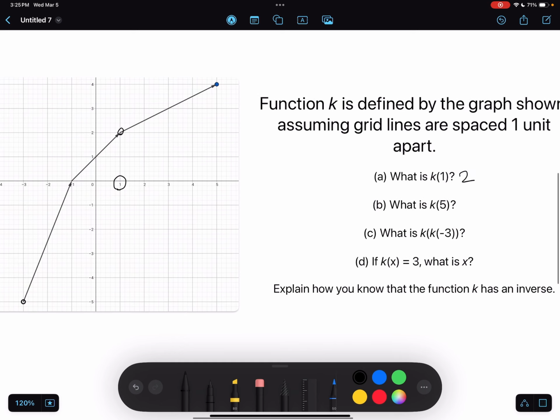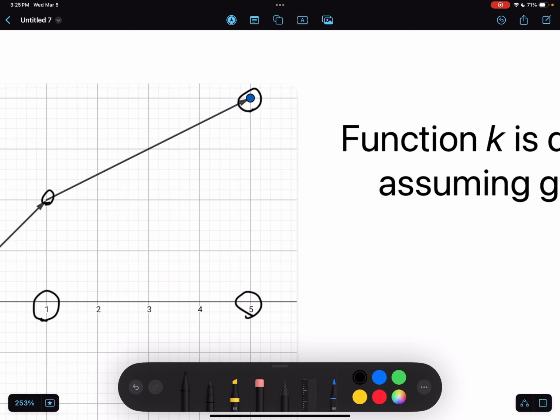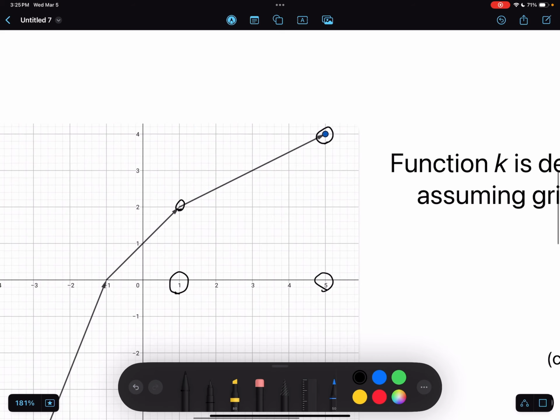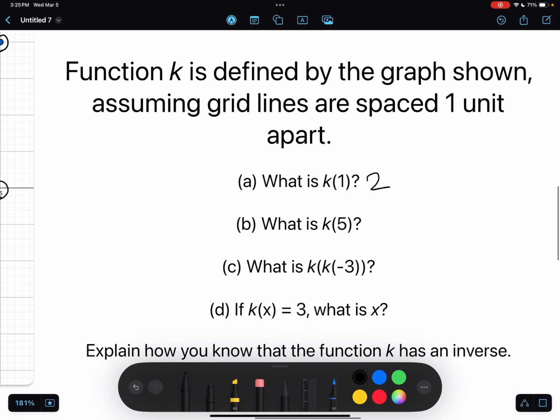For part B, we have a similar thing, k of 5. Again, we just look at the value on the x-axis. 5 on the x-axis is right here, and the value for y that corresponds to x equals 5 is 4, right up here. And this is defined within function k because this is a filled-in, or closed, circle. You can see the blue filling there. That means the function includes this point, so the answer is 4. It's defined within function k.